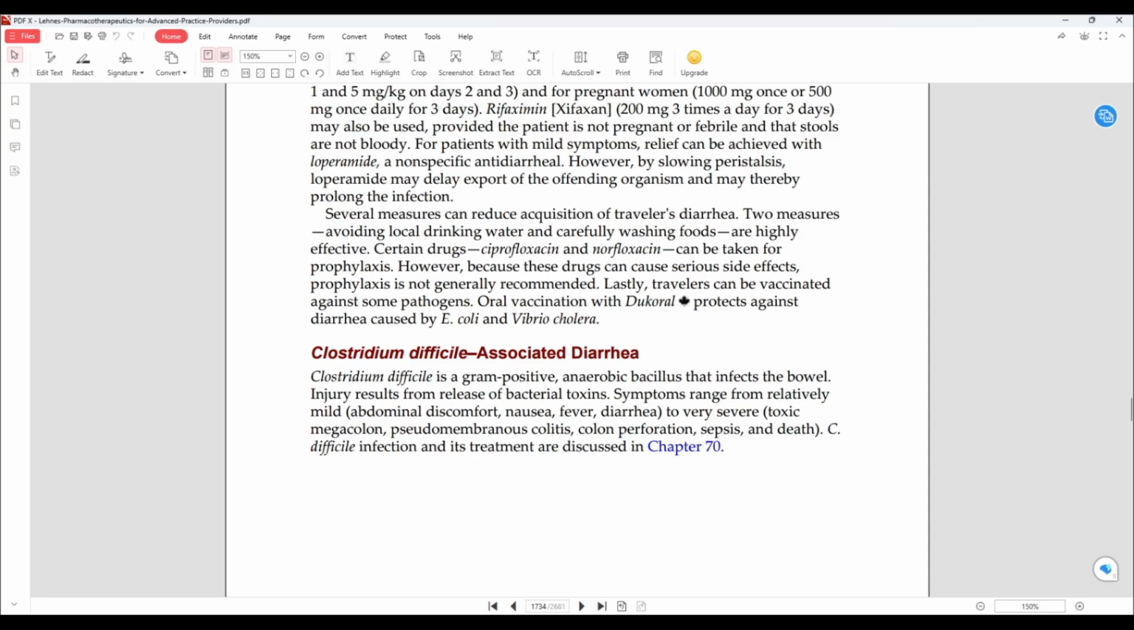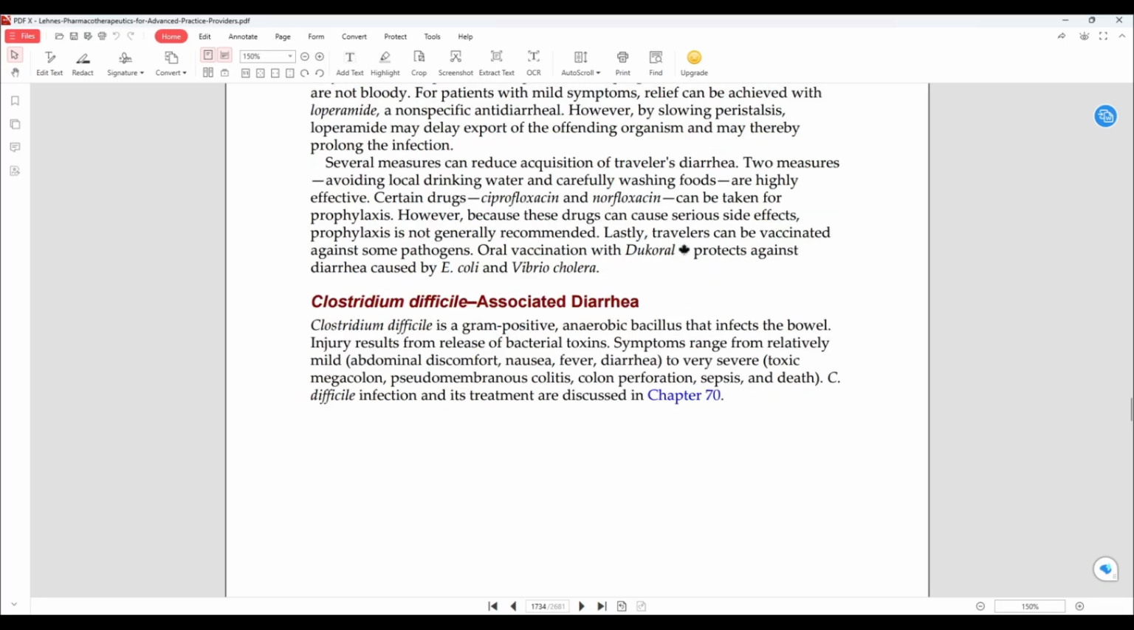Several measures can reduce acquisition of traveler's diarrhea. Two measures, avoiding local drinking water and carefully washing foods, are considered highly effective. Certain drugs, ciprofloxacin and norfloxacin, can be taken for prophylaxis. However, because these drugs can cause serious side effects, prophylaxis is not generally recommended. Lastly, travelers can be vaccinated against some pathogens. Oral vaccination with Dukoral protects against diarrhea caused by E. coli and Vibrio cholerae.